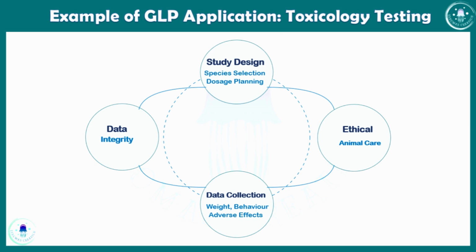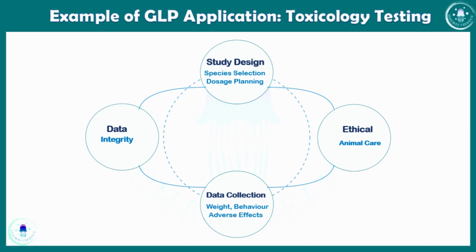Now the third one is data collection. So observations related to the drug efficacy on animals, like weight changes, behavioral alterations or adverse reactions, are meticulously recorded in the data collection. Okay. Everything is recorded. And fourth is the integrity of results.